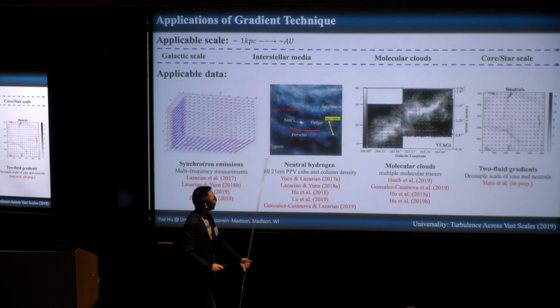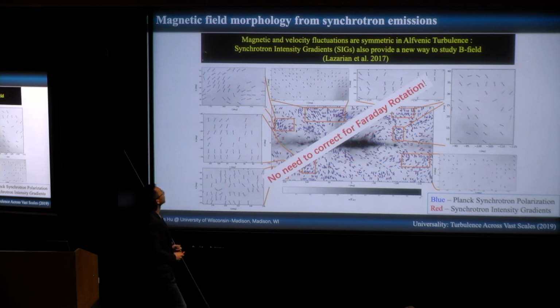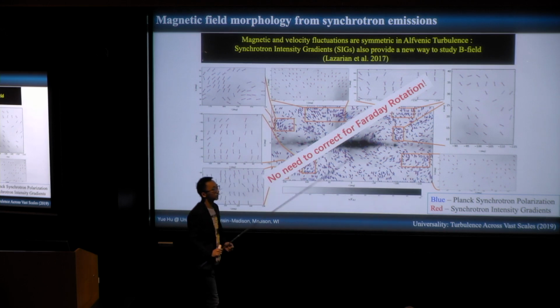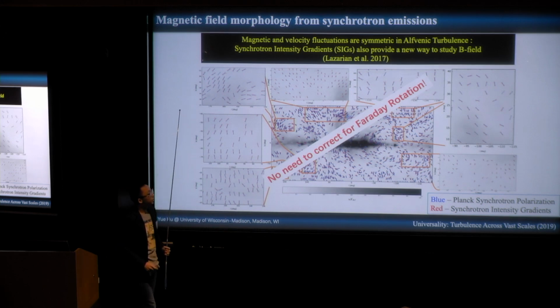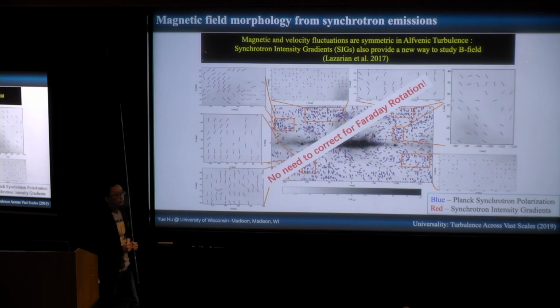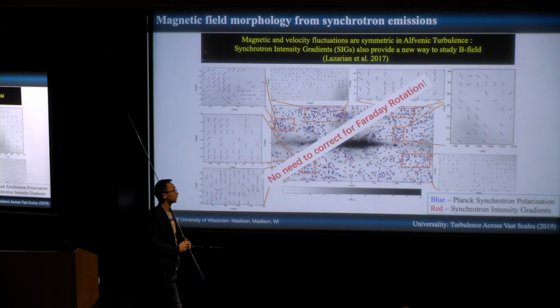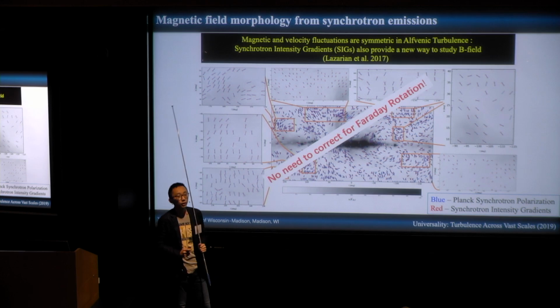Here are some references I listed here. And next, I will show you some observational results. The first one is the synchrotron emission. Here we trace the magnetic field using the synchrotron intensity gradients. The red vectors are the magnetic field from synchrotron intensity gradients, and the blue vectors are the magnetic field from Planck synchrotron polarization. From this figure, we can see that these two vectors align with each other very well. That means our synchrotron intensity gradient can actually trace the magnetic field. And more importantly, there's no need to correct for Faraday rotation for synchrotron intensity gradients.